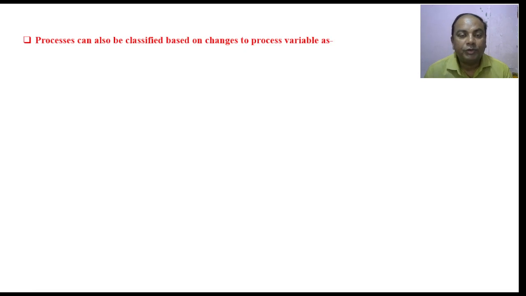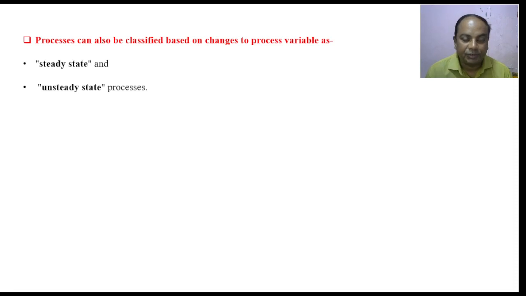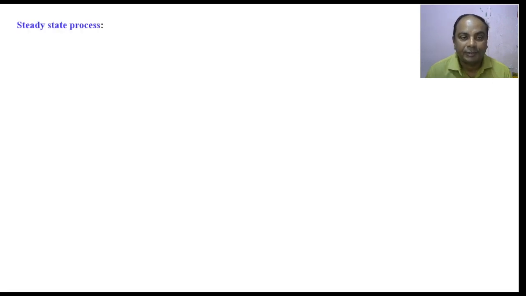Now we are going to see the process classification on the basis of how a variable changes in the process, or changes to the process variable. Depending upon that, processes can be classified as steady state and unsteady state process. So we will see one by one in detail what exactly is a steady state process and unsteady state process. So first, steady state process.